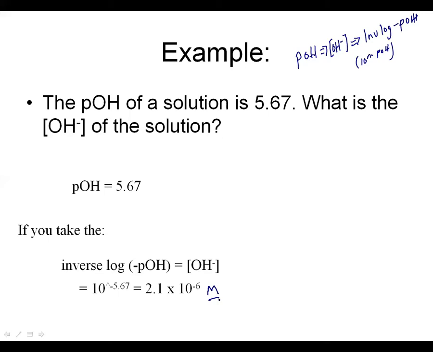Again, same idea. We have in the pOH value 2 decimal places. So that should get us 2 significant figures down here. Any questions on how to do that calculation?